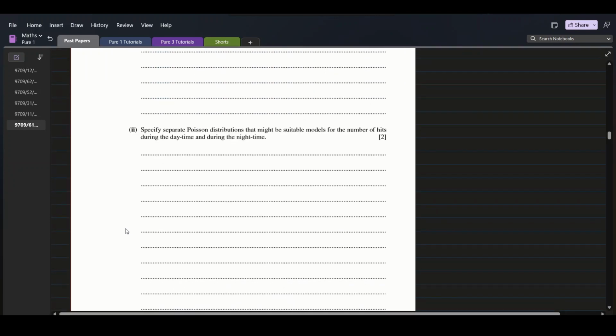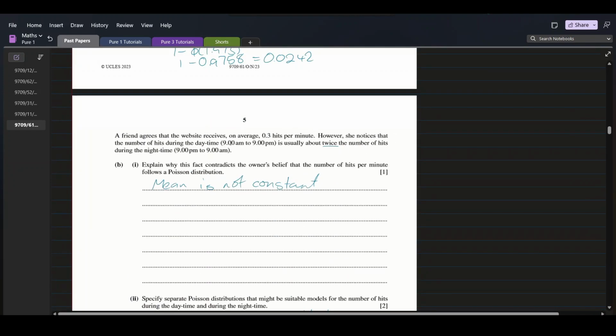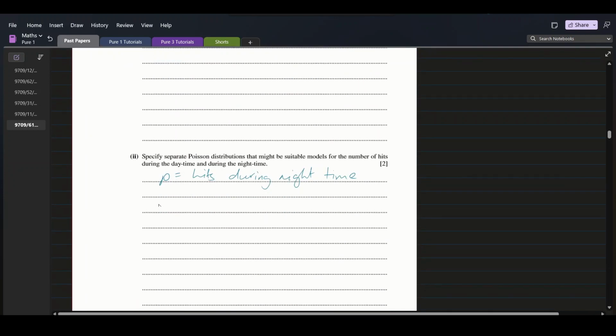Part 2. Specify separate Poisson distributions that might be suitable models for the number of hits during the daytime and during the night time. Okay, so let P equal hits during night time. On average there are 0.3 hits per minute, right? So we've got 0.3 hits per minute on average.